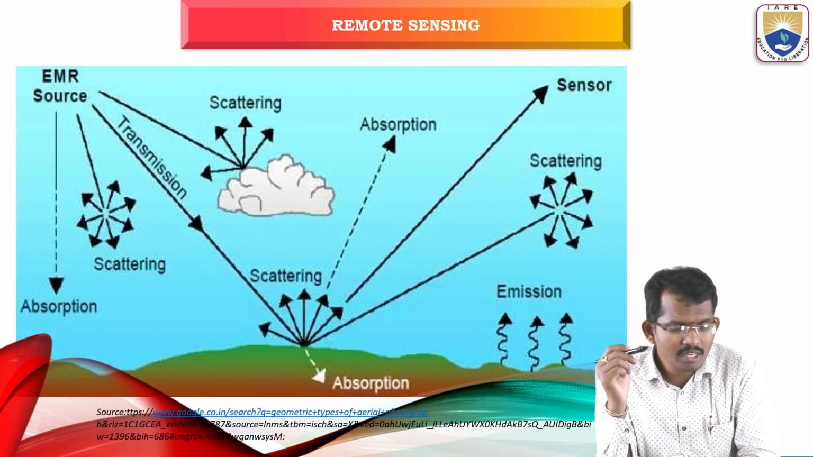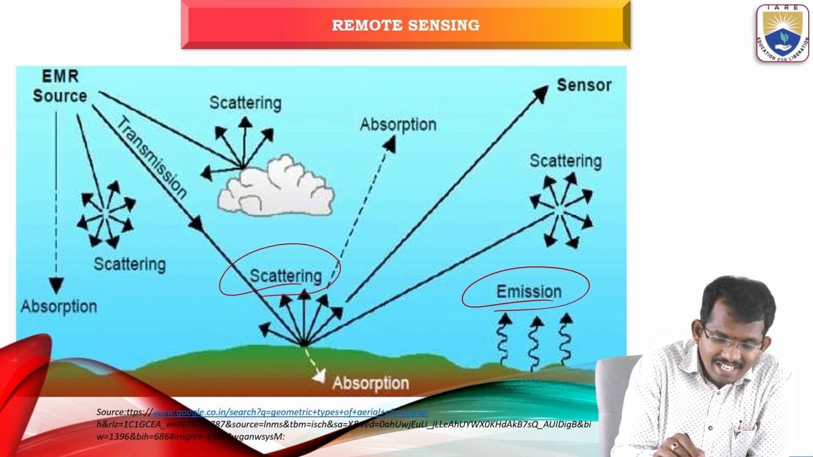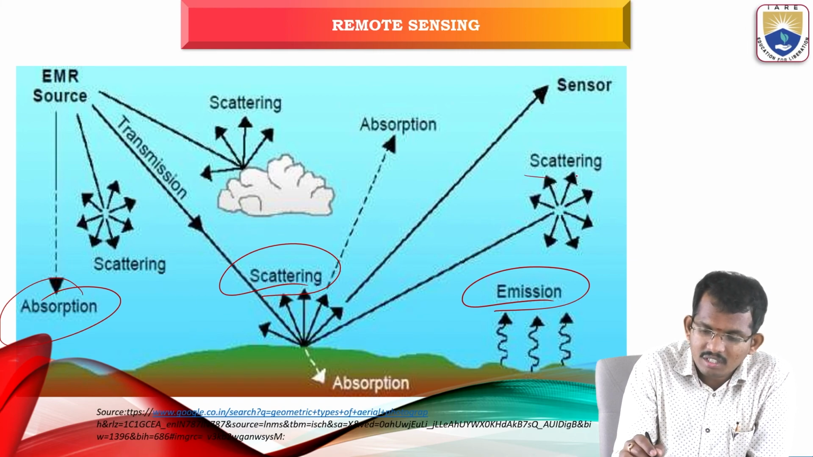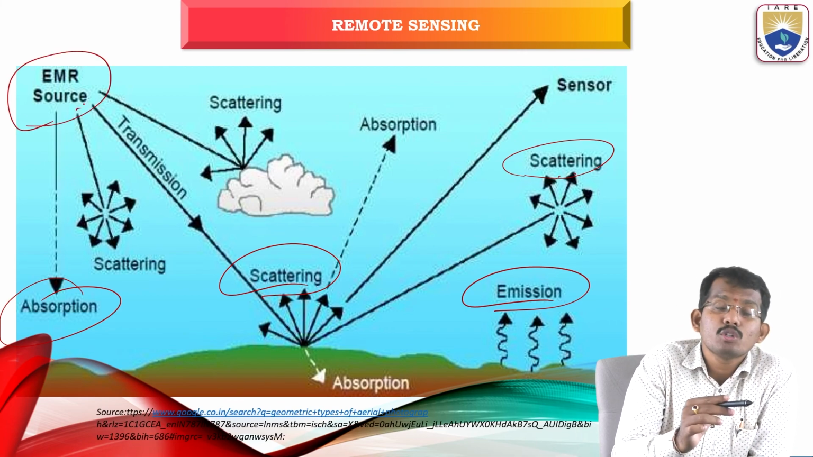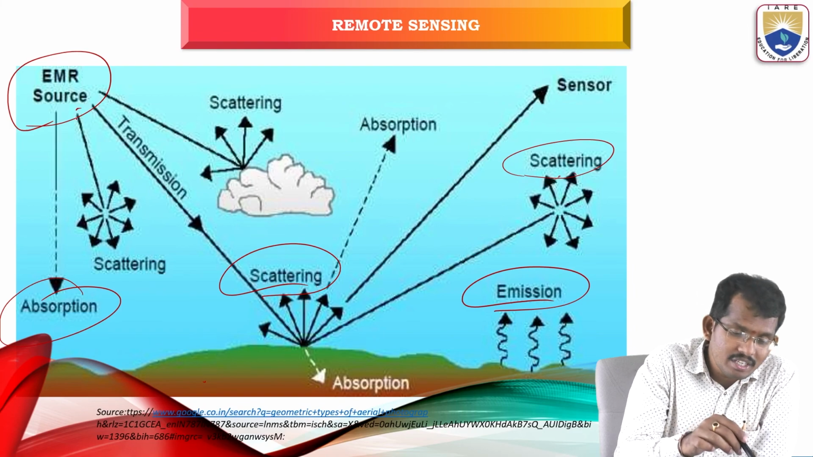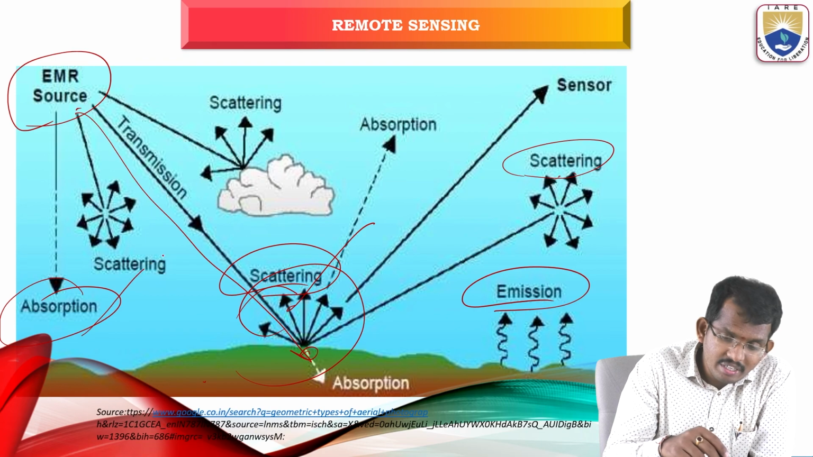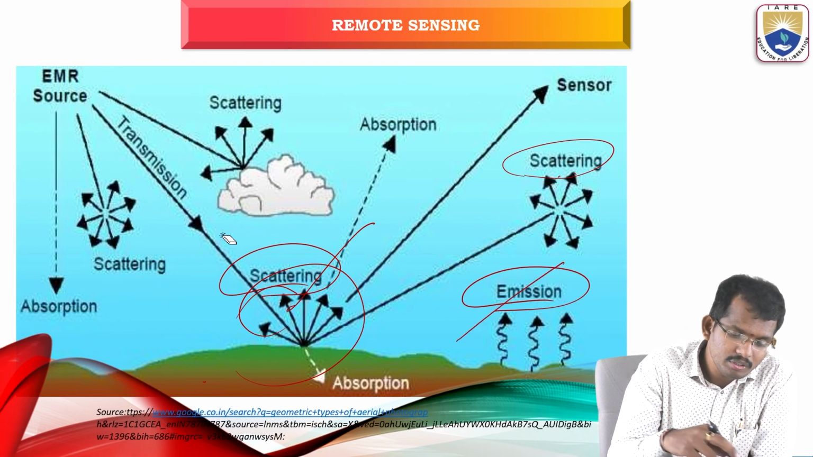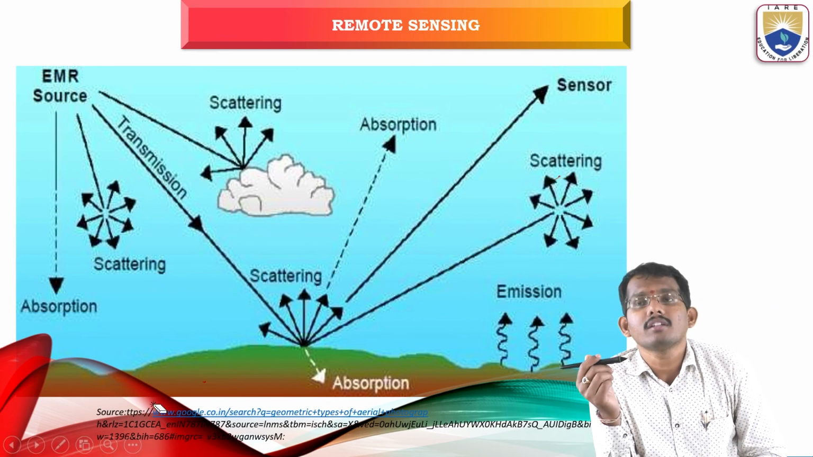Here you can see the various forms of interaction: emission, scattering, absorption, and reflection, with the sensors, everything is here. The EMR source is the sunlight. The sunlight emits the radiation, or transmits the radiation, to the target. Here the target will scatter the radiation, absorb the radiation, emit the radiation, or reflect it back, based upon its properties and the gas molecules present in the atmosphere.